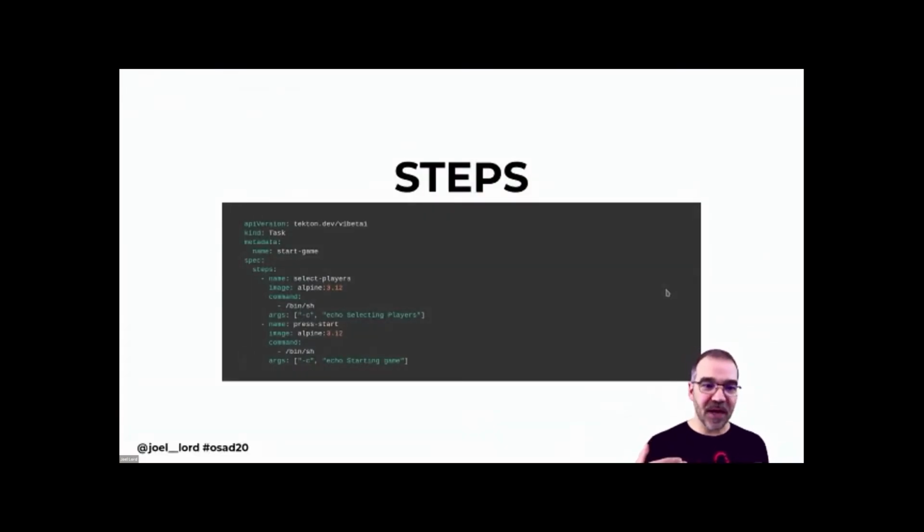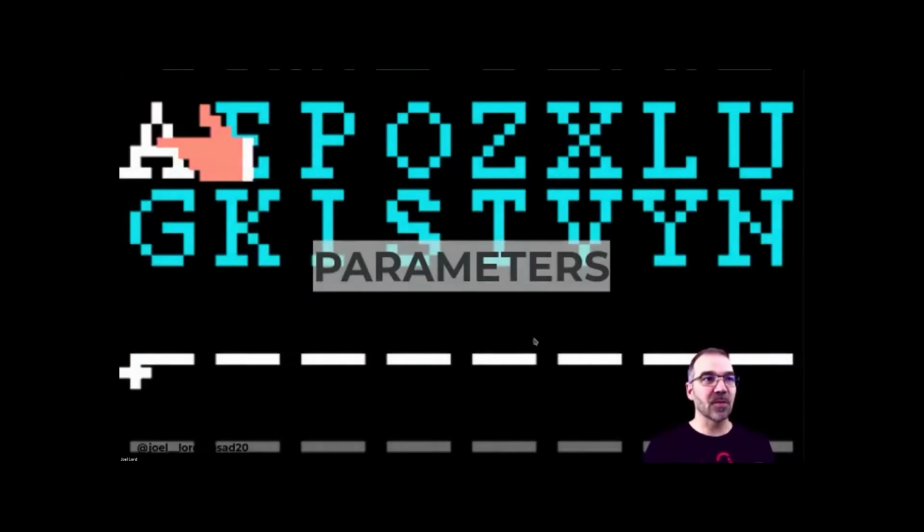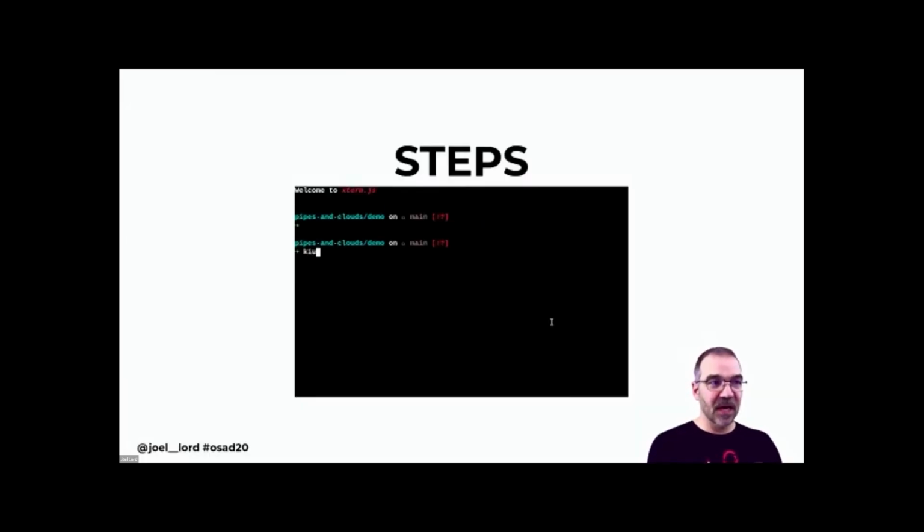So if I take my last example again, and I try to tweak it just a little bit. So instead of just having my press start as I had before, so everything up to here is the same. And then I have my press start step, which I previously had. So I'm going to add a second step here, which will be called select players. I'm still going to use an Alpine image and just echo selecting players. So, oops, whoa, going too fast. So if I go ahead and try to apply this, kubectl apply.